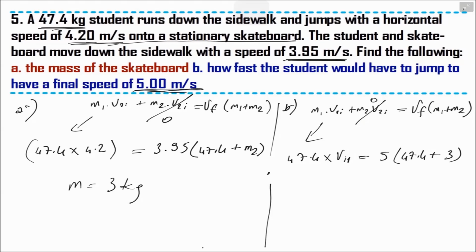Now v1 initial is the unknown. If we divide both sides by 47.4, v1 initial will be 5.3 meter per second. Thanks for listening.